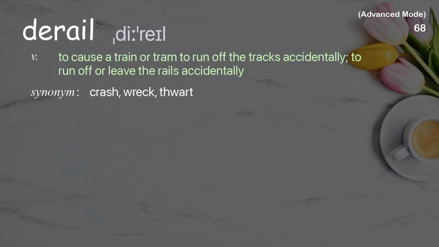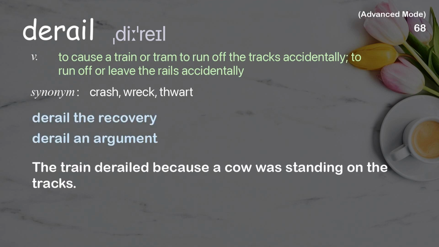Derail. To cause a train or tram to run off the tracks accidentally; to run off or leave the rails accidentally. Examples: derail the recovery, derail an argument. The train derailed because a cow was standing on the tracks.